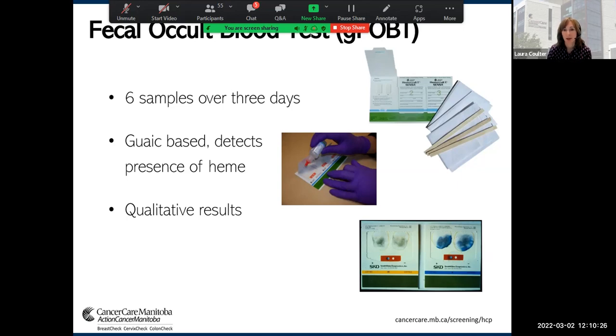The results are qualitative. Simply, the technician drops the analyzer solution on the fecal sample and watches for a color change. Blue indicates that heme exists in the sample. The result is binary. It's either positive or negative for heme, and the test is sensitive in picking it up. However, it's not specific to human or gastro findings, which could cause a false positive result. And further, diet may affect the result, such as significant intake of vitamin C could mask the existence of blood, resulting in false negatives.